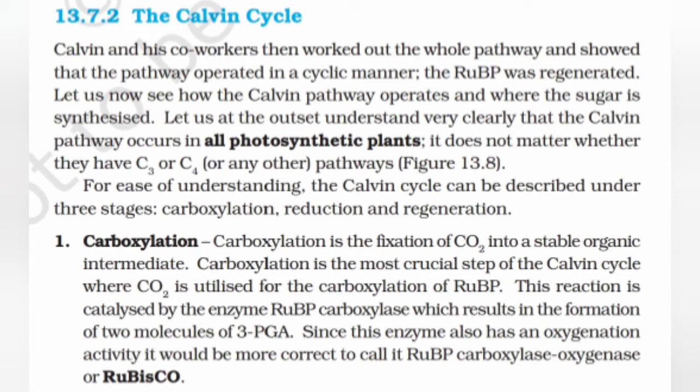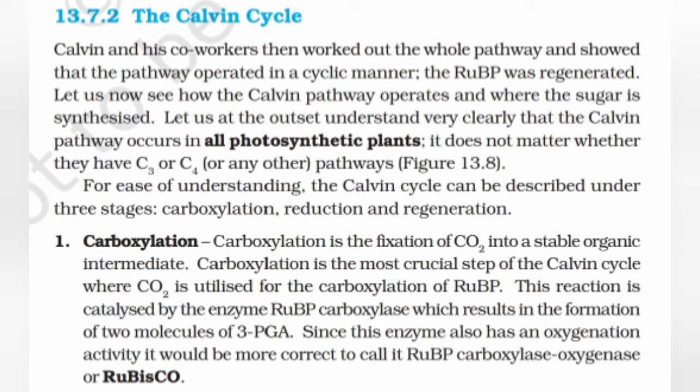The RuBP was generated. Let us now see how the Calvin pathway operates and where the sugar is synthesized. Let us at the outset understand very clearly that the Calvin pathway occurs in all photosynthetic plants. It doesn't matter whether they have C3 or C4 pathways. For ease of understanding, the Calvin cycle can be described under three stages: carboxylation, reduction, and regeneration.